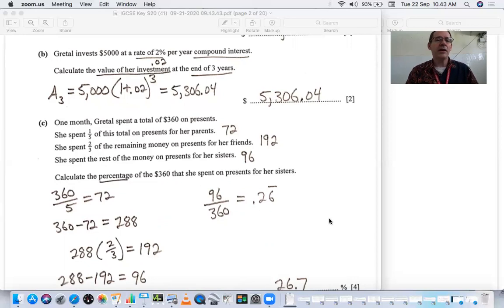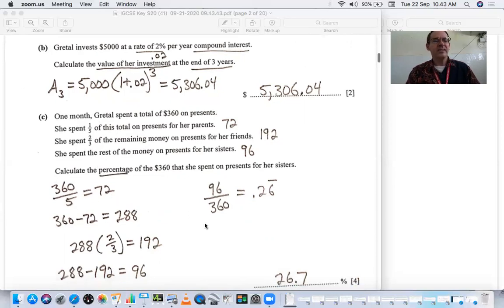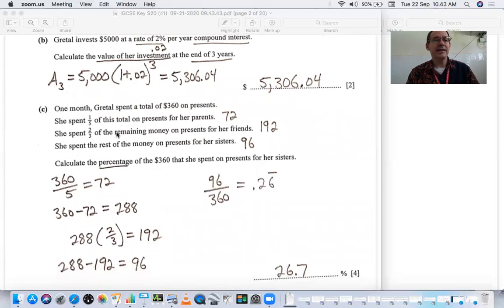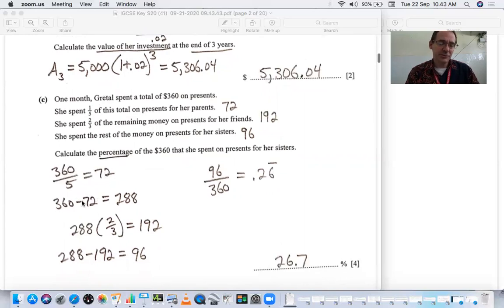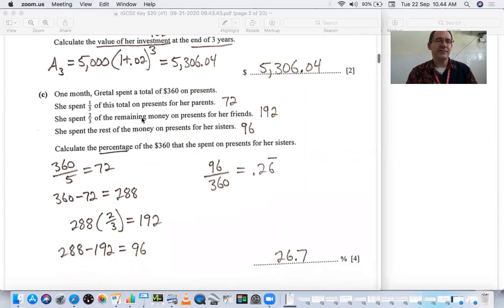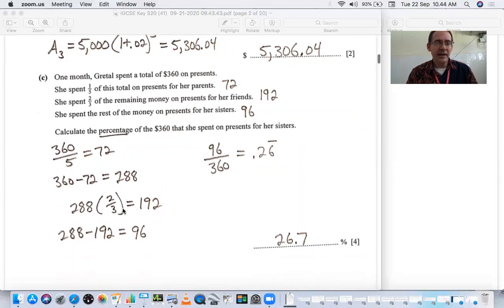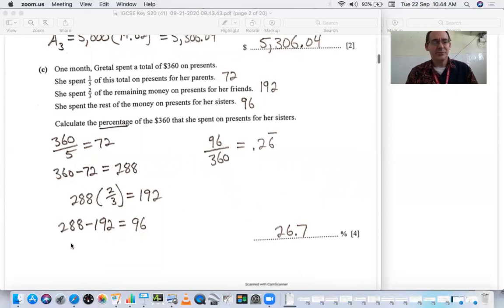Letter C. One month, Gretel spends a total of $360 on presents. She spends 1/5 of this total on presents for her parents. So 360 divided by 5 is 72. She spends 2/3 of the remaining money on presents for her friends. Well, we just need to subtract the 72 from the original 360. We get $288 left. She spends 2/3 of this remaining $288, which comes out to $192 she spends on friends. Then subtract that from the 288, we get 96 that she spends the rest of it on her sisters.